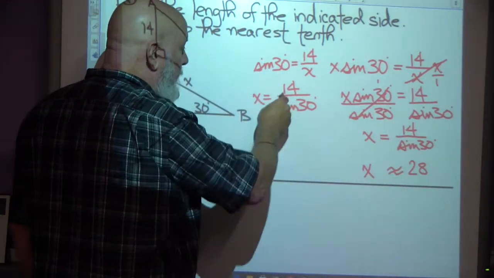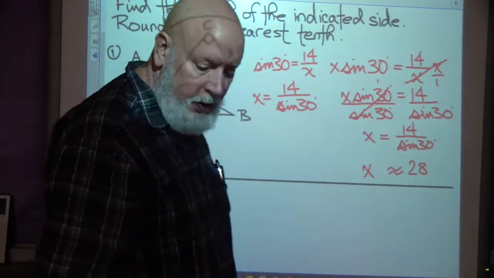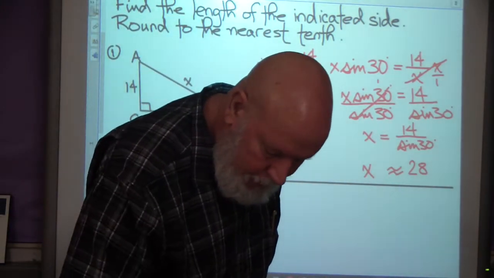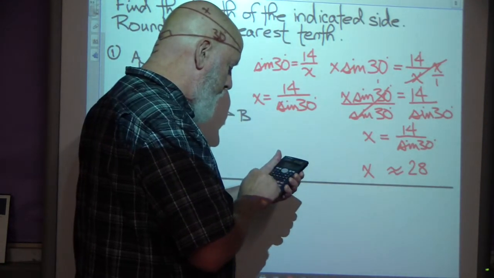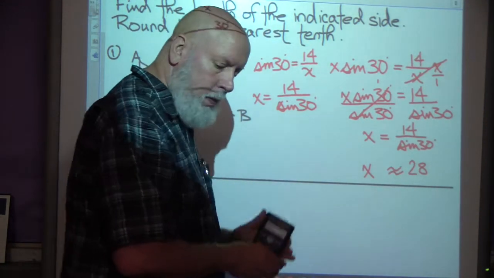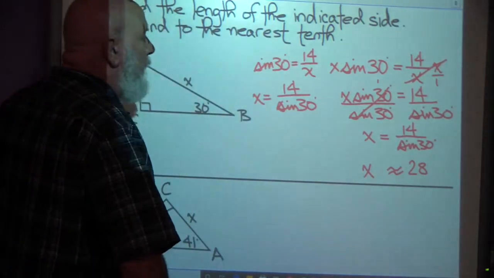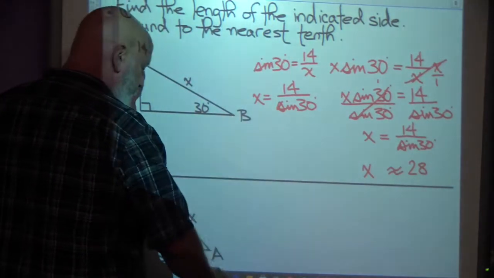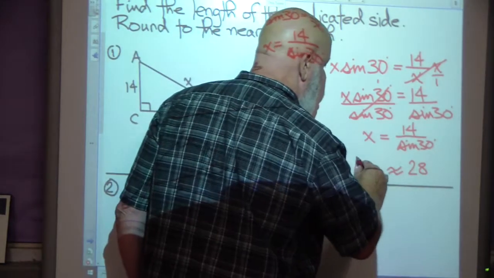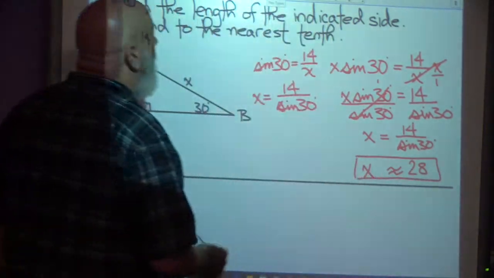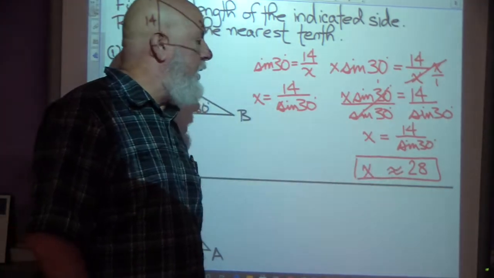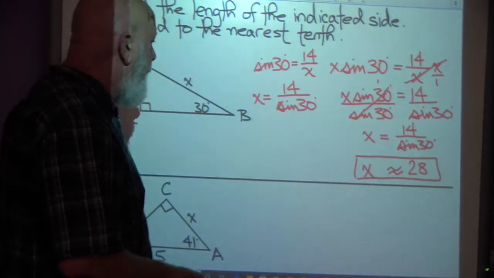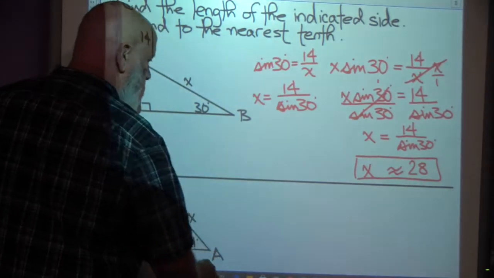And then we just go 14 divided by sine 30, and I'll do it again just to make sure I haven't goofed it up. Yeah, 28. Very good. So this is the length of the side we're looking for. It says round it to the nearest tenth. We didn't have to round it to the nearest tenth because it turned out to be exact. Okay? So I would look for that among my choices.